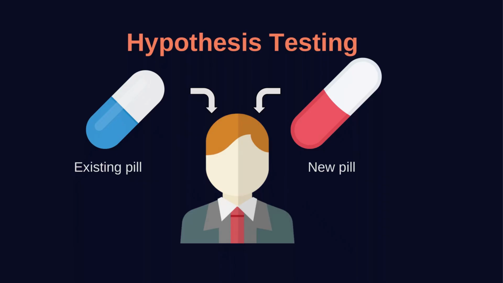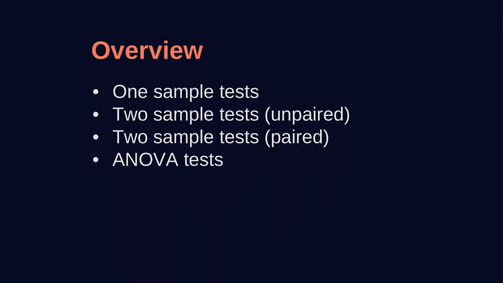After several weeks, researchers compare the average reduction in blood pressure between these 2 groups. How do the researchers know whether the new drug is performing better than the existing drug? This is where hypothesis testing comes in. Using hypothesis testing, we can turn data into evidence for or against a certain claim. In part 1 of the video series on hypothesis testing, we will cover the following topics: one-sample tests, unpaired and paired two-sample tests, and ANOVA tests.